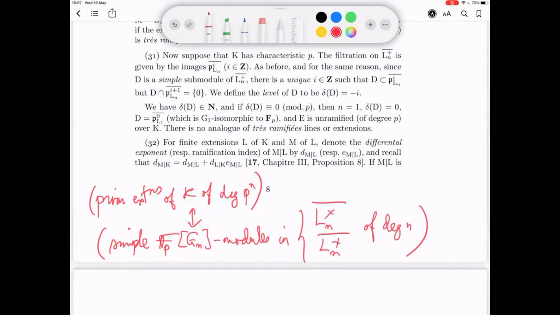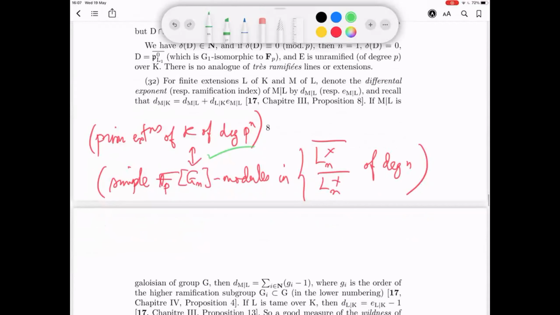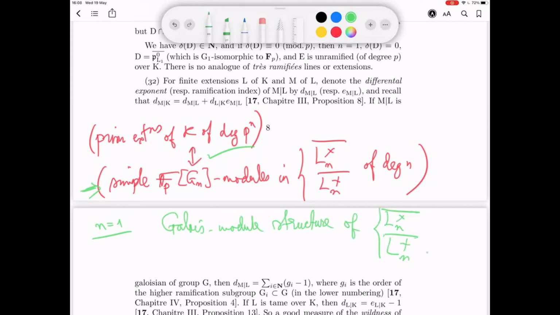So we have established this bijection. But as we did in the case n equal to 1, we have to now make this more explicit. That is where we need to know the Galois module structure of this L_n star bar or L_n plus bar. What is it as a Galois module?